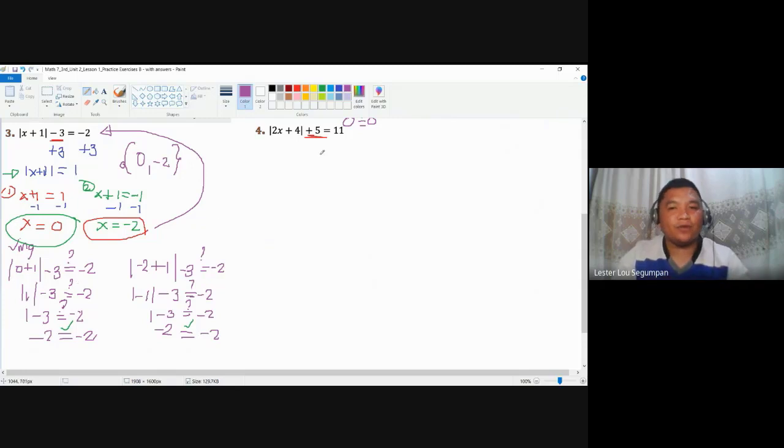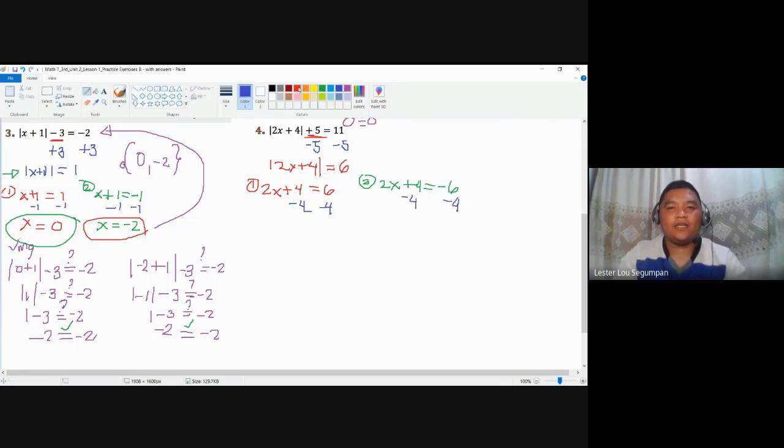Let's apply that for number 4. Do not do cases here first. We need to subtract both sides by 5. So you have here 2x plus 4 is equal to, that's 0 already, 6. And then this is where your cases will come in. Case 1, 2x plus 4 is equal to positive 6. Case number 2, 2x plus 4 is equal to negative 6. Solve them independently. You need to subtract both sides by 4 here, here as well.